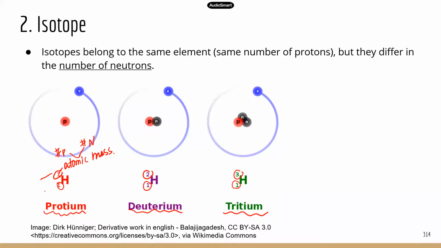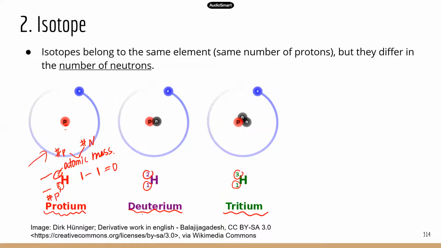So based on these 2 pieces of information, you can actually figure out the number of neutrons, right? So for protium, the number of neutrons is going to be atomic mass, which is 1, minus number of protons, which is also 1. So in protium, there's no neutrons. And you can see in the diagram, in the nucleus, you only have protons, right? There are no neutrons present. So it is possible that there are no neutrons in the nucleus.